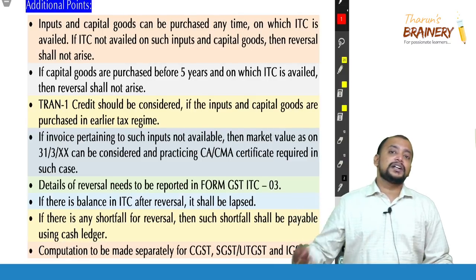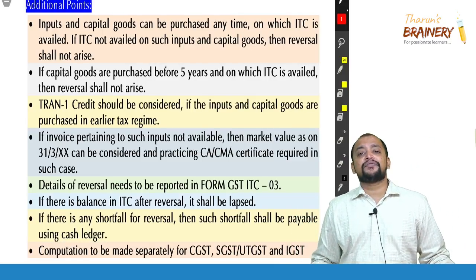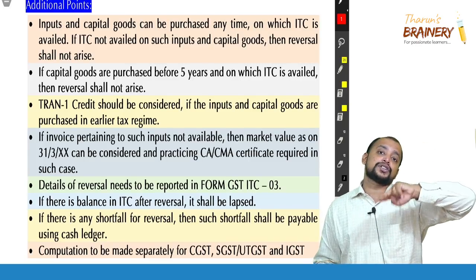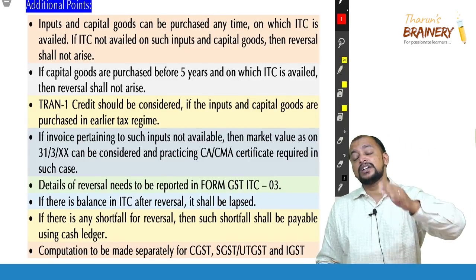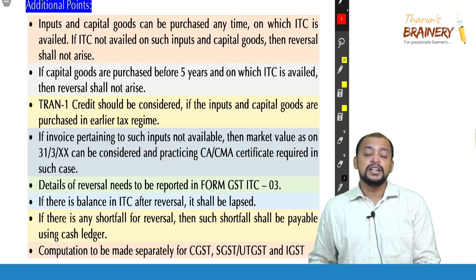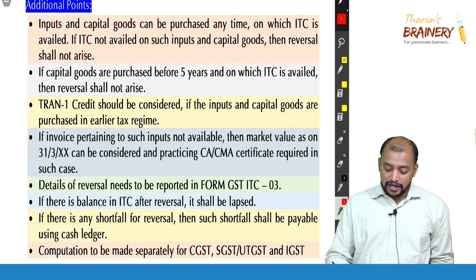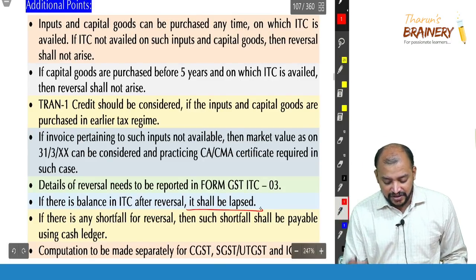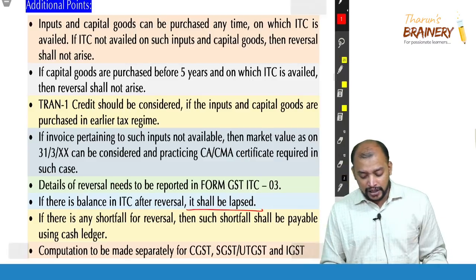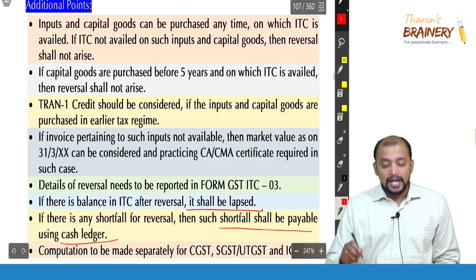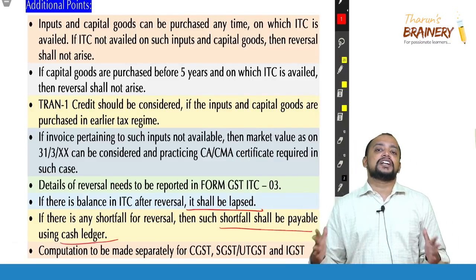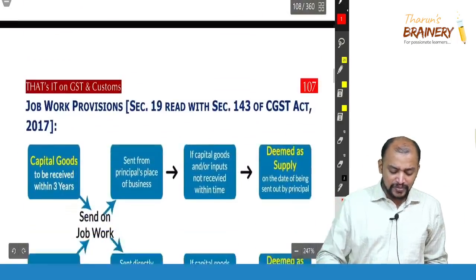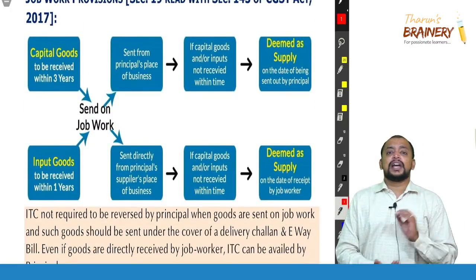Whatever details of reversal there are should be furnished in Form ITC-03. ITC-01 is availment of ITC on closing stock, 02 is transfer of ITC, 02A is also transfer of ITC, and 03 is reversal of ITC on closing stock. If there is any balance in ITC, that shall lapse after reversal. Suppose there is any shortfall, that shortfall shall be payable, and we need to show this computation separately for CGST, SGST and UTGST, IGST. This is with respect to Section 18.